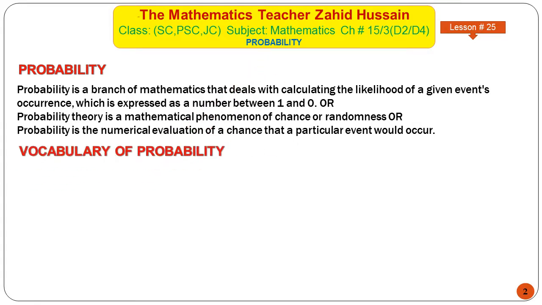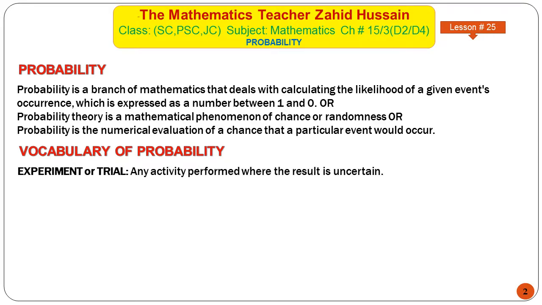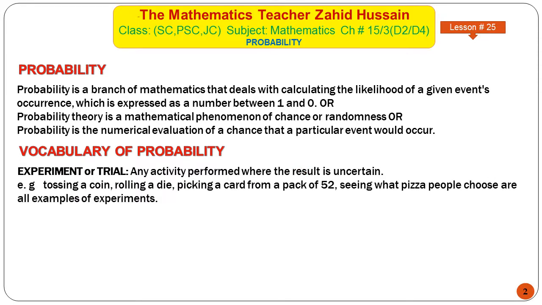There are different terms used in probability. To solve probability problems, you should know these terms. First of all, experiment, or this is also called a trial. What is an experiment? Any activity performed where the result is uncertain is called an experiment. Examples of experiments are tossing a coin, rolling a die, picking a card from a pack of 52, seeing what pizza people choose.